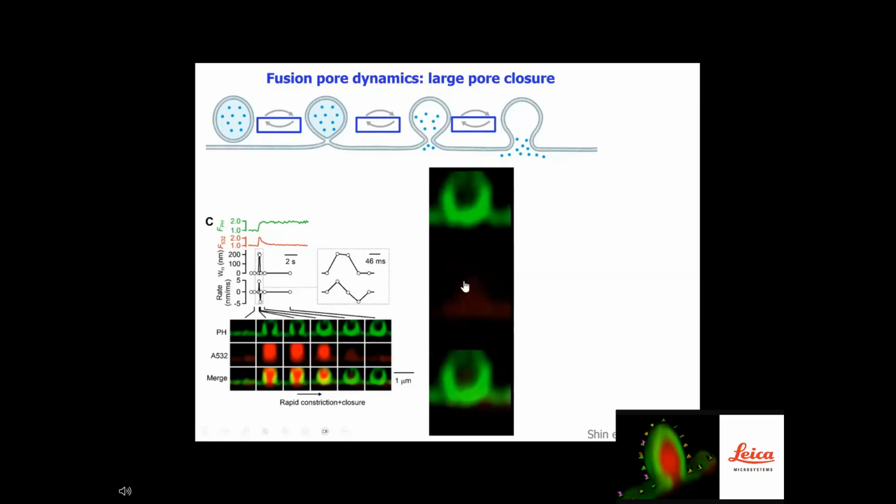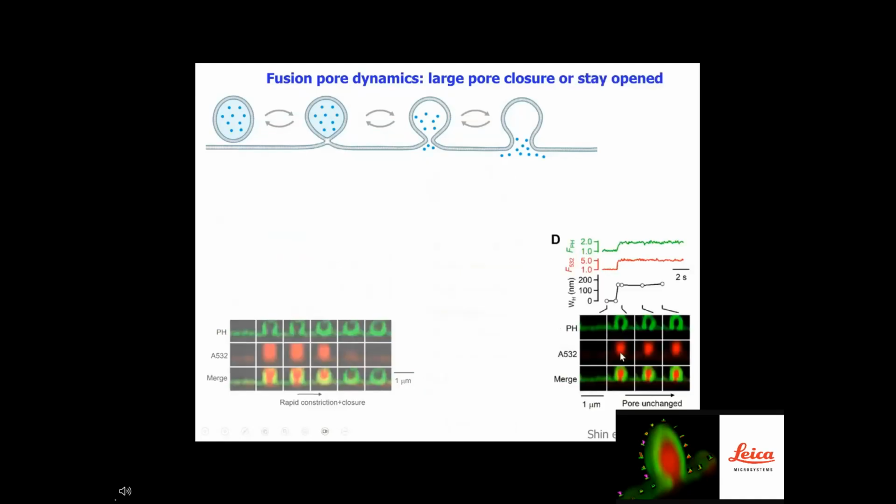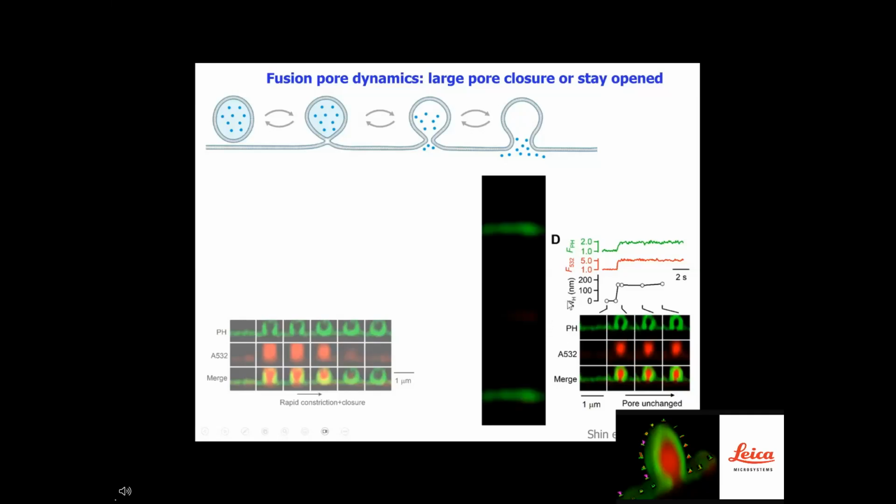Now the closure is accompanied by the bleaching of the red dye, as you can see here, and that's because we gave a very strong excitation to the red dye, and when there's a limited number of red dye molecules in the closed vesicle, it can all be bleached out. So this bleaching of red dye confirms the fusion pore closure. And when the dye is not bleaching, it means that the fusion pore is not closed, shown here in this example. So sometimes the fusion pore will stay there for a long time without closing. This is another example.